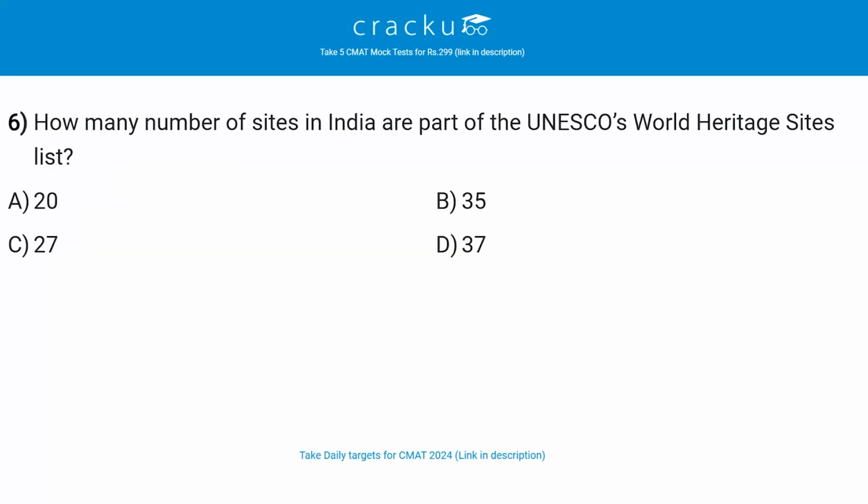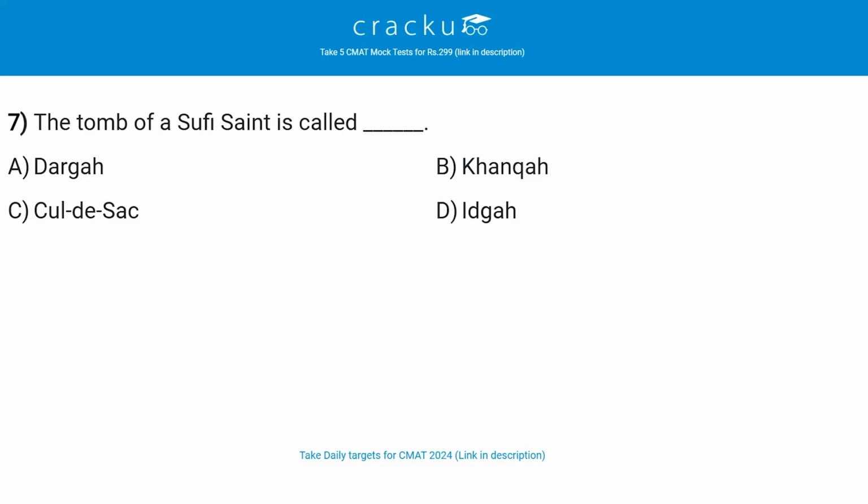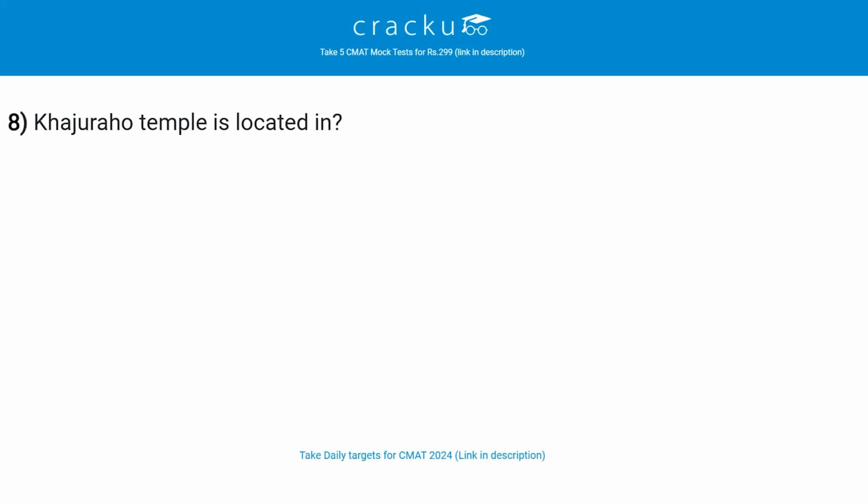Next question. How many sites in India are part of UNESCO's World Heritage Sites list? The answer is option D, 37. The tomb of a Sufi saint is called Dargah. Next question. Khajuraho temple is located in Madhya Pradesh.